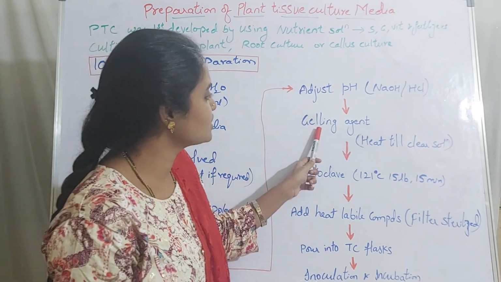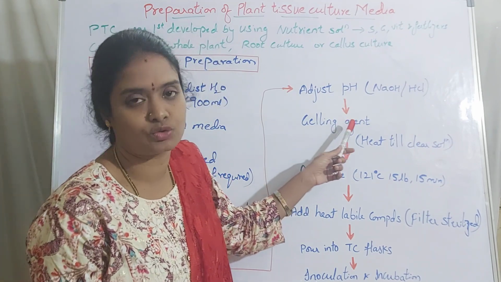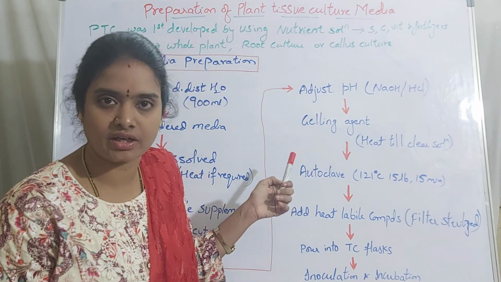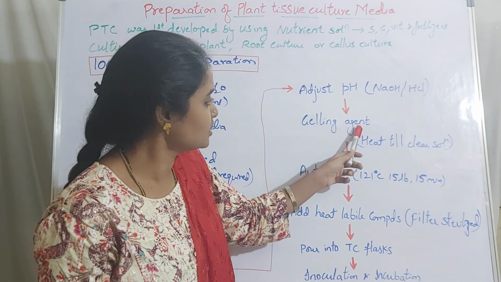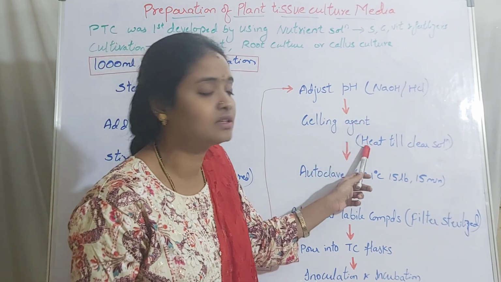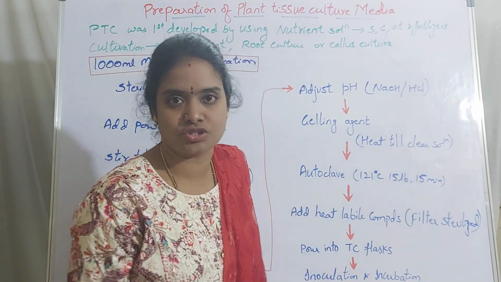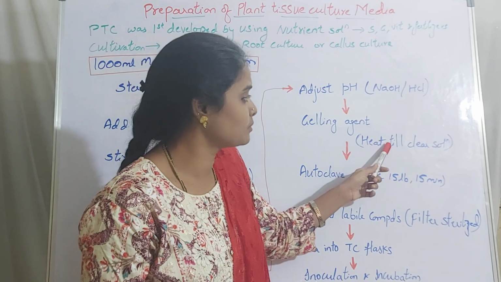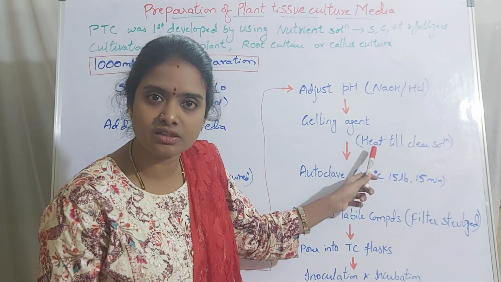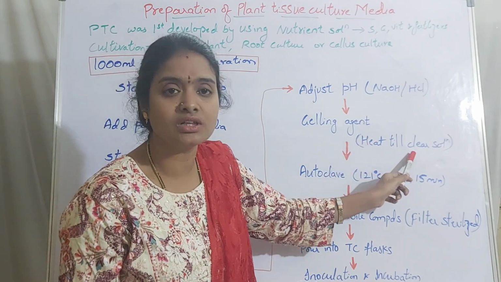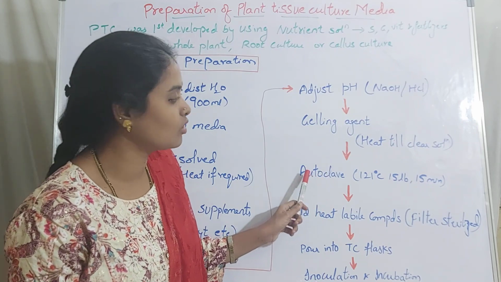So for the gelling agent, you can make use of either agar or agarose. The purified form of agar is agarose. After adding this gelling agent, you are going to heat it gently so that it dissolves and you get a clear solution, otherwise lumps may form. To avoid lump formation, you gently heat it, obtain a clear solution, then go for your steam sterilization process, that is autoclaving.